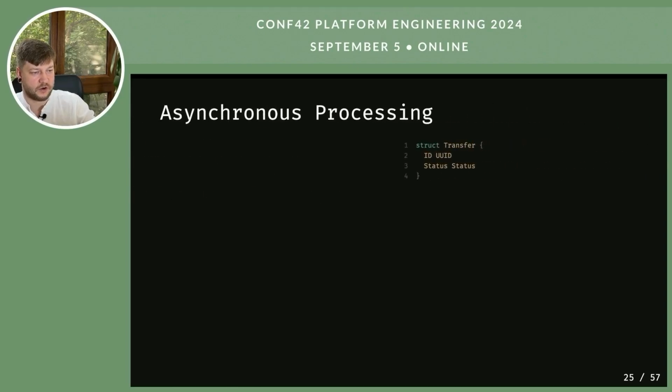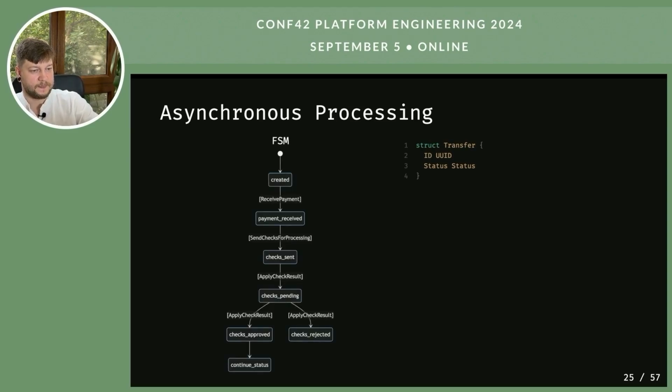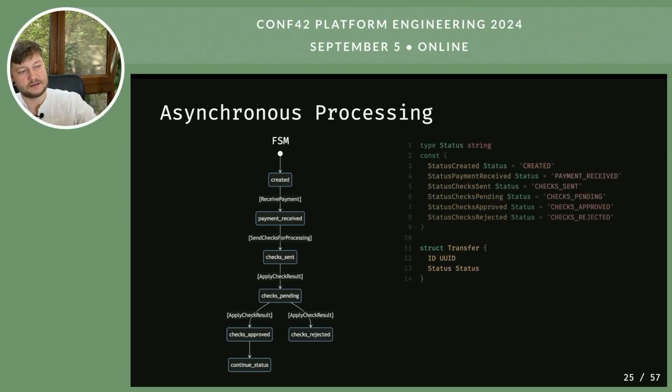Let's take a look at the code. First of all, let's define the transfer. For simplicity, it can have only an ID and a status. What is the FSM, the finite state machine, here? We have a transfer created, we have the command receive payment, and we can move our transfer to payment received, right? So let's define statuses. We have created, payment received, check sent, check pending, and so on.